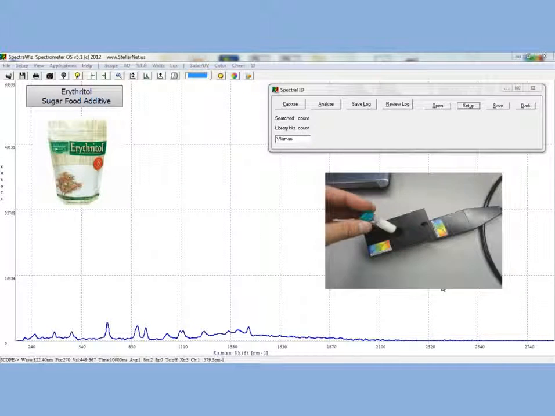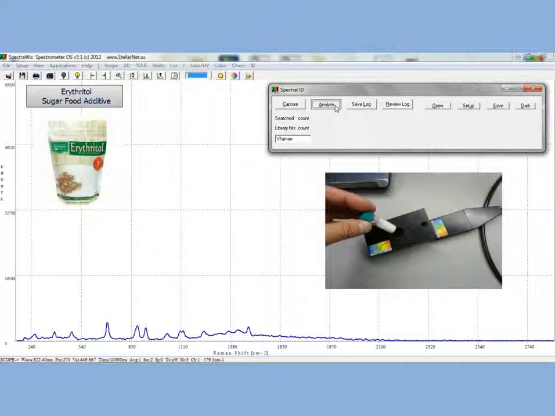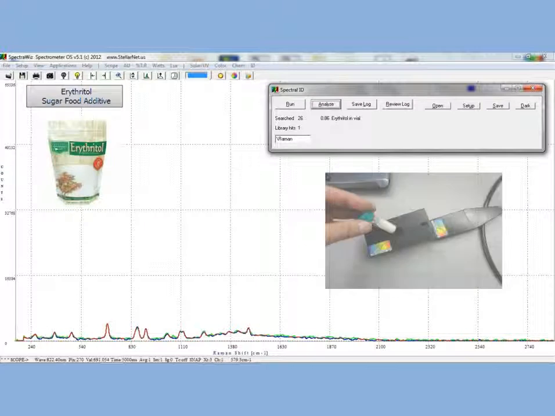In this first example, we will be measuring erythritol, a sugar alcohol and white crystalline powder that has been approved for use as a food additive in the United States and throughout much of the world. It is 60 to 70% as sweet as table sugar, yet almost non-caloric. Here I have put some in a vial and we will measure its Raman spectrum. Once you hold down the red laser fire button, you will collect the Raman spectrum of your sample. Go ahead and click on the Analyze button in the Spectral ID to see the erythritol match.